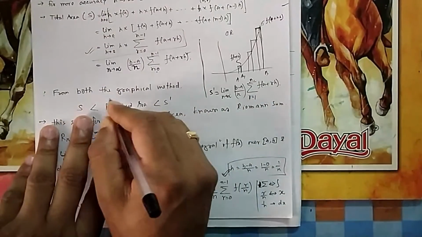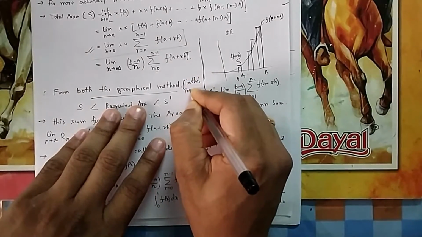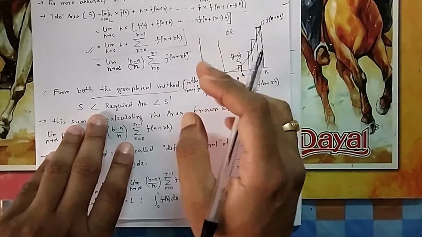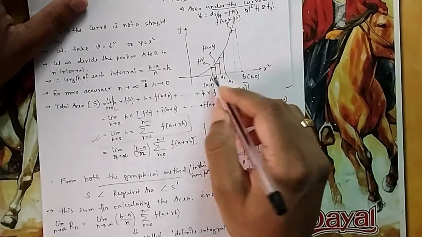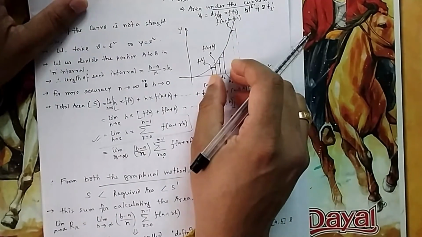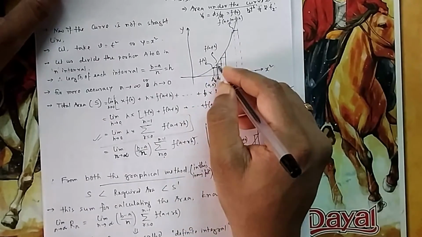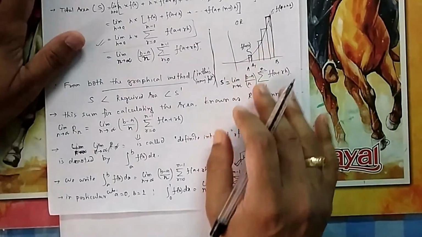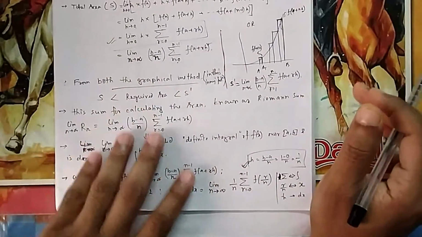So in this case, from both these graphical methods, for the increasing function case, method 1 will be less than the required area, and this one will be more than the required area, because the required area is under this curve. Here you are leaving some areas, even if you take an infinite number of rectangles, you are still left with some areas. So you can say this is somehow less than the original required area, and this is somehow more than the original required area, but it is very close. So that's why it is written. The required area will be in between these two graphical methods.